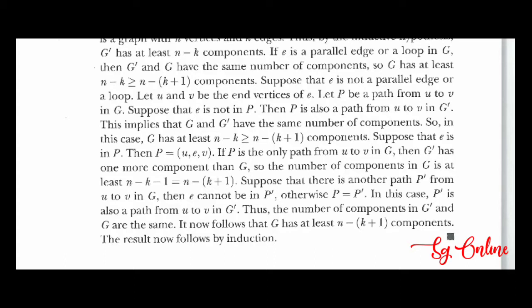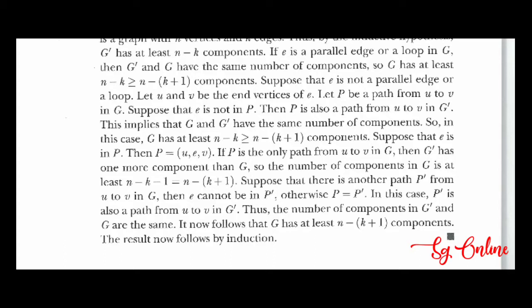Now suppose we consider that u and v are the endpoints of the edge E that we have deleted, and suppose P is a path from u to v. In the first case, suppose the edge is not in the path. Then the path is also in the deleted graph, because we have only deleted the edge E. So if there is a path P between the vertices u and v which avoids the edge E, then the graph still has the same number of components. So as in the previous case, there are at least n minus k components, and that is more than n minus k minus 1.